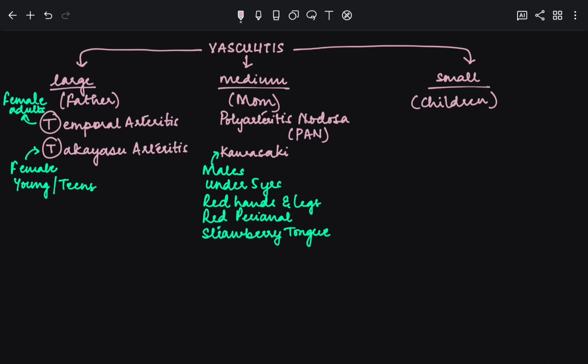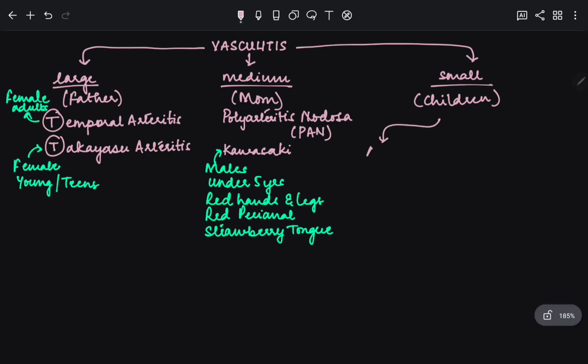Finally, we go to the last member of the family, which is the child. Now, these are the small vessels. Now, children can be classified as good children and bad children. Good children are ANCA positive, while the bad children are ANCA negative. We can further classify ANCA positive as C ANCA and P ANCA.